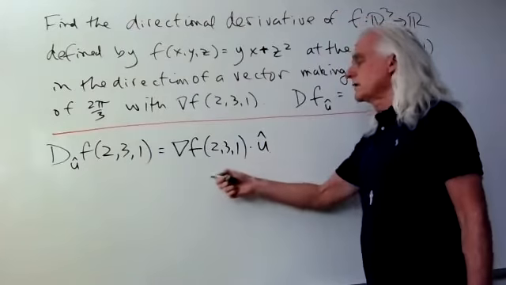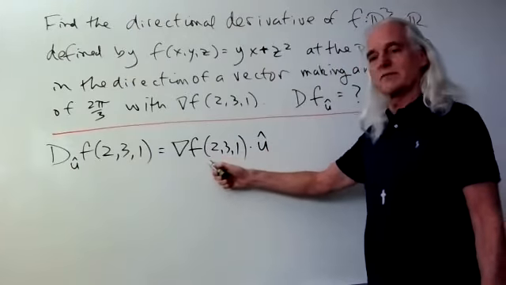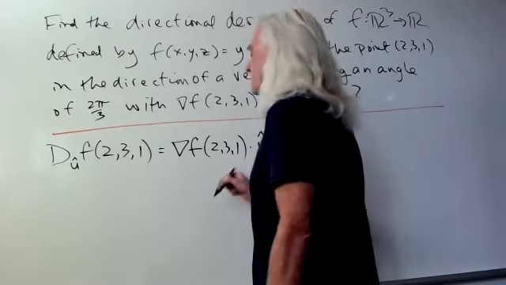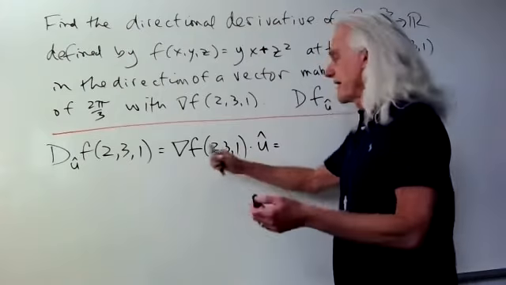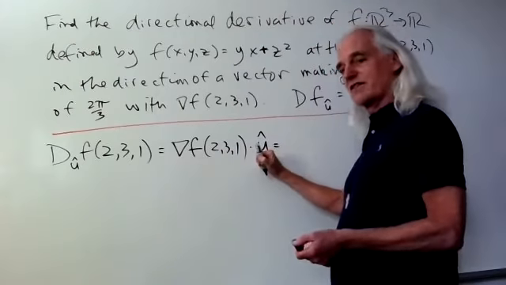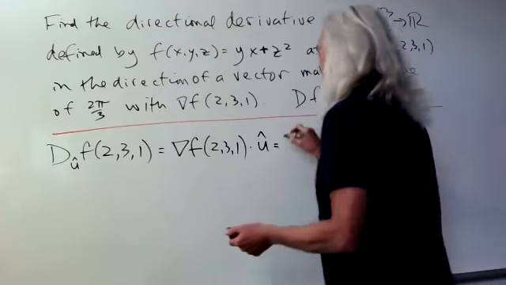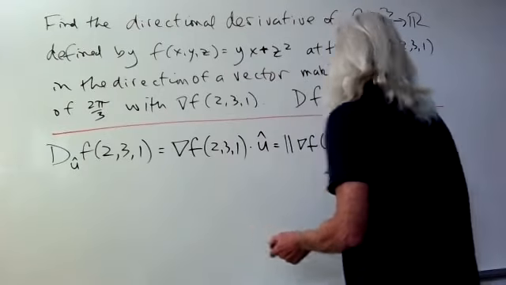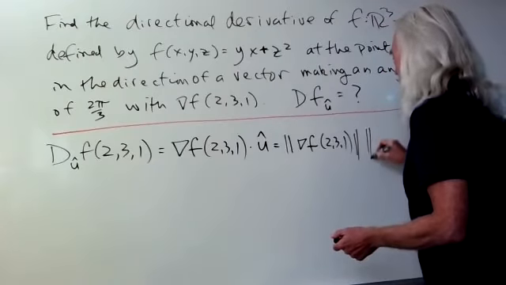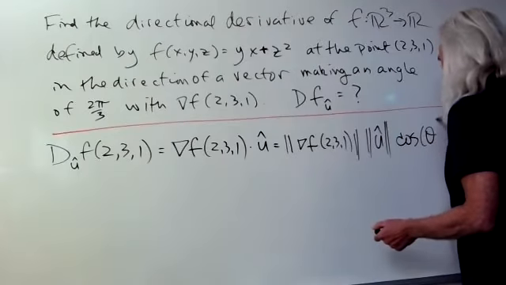Now, if we had the components of u, we could find the components of that, but we don't really have the components of u. So we better use the formula for the dot product of one vector with another: the magnitude of the first vector times the magnitude of the second vector times cosine of the angle between them, right? So that's going to be the magnitude of the gradient of f at the point 2, 3, 1 times the magnitude of u hat times cosine of the angle between them.